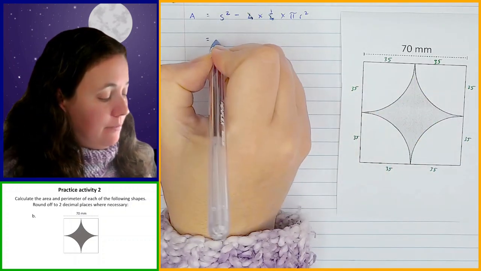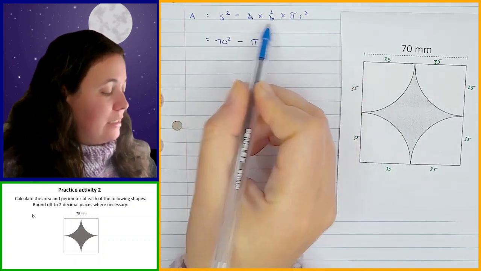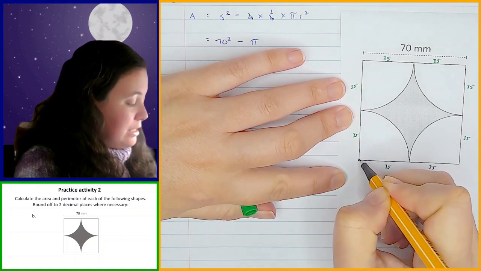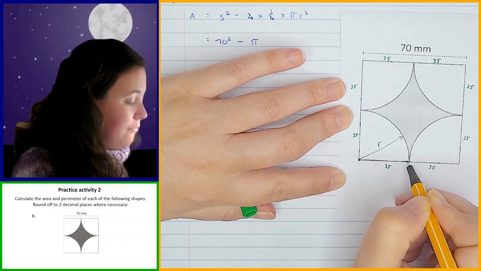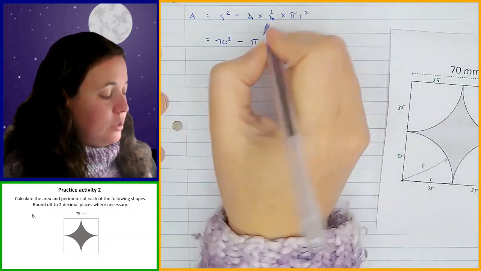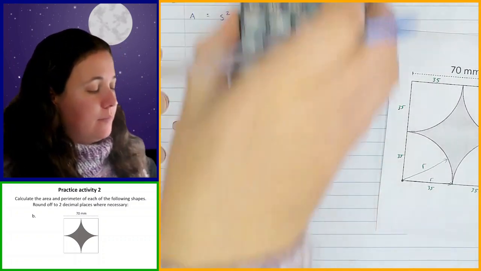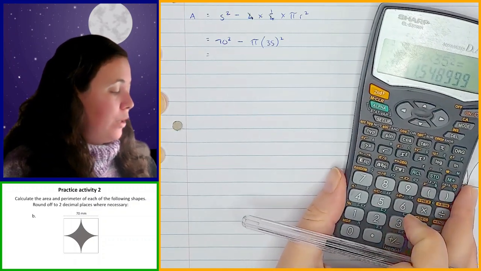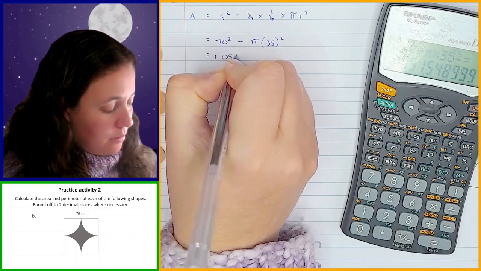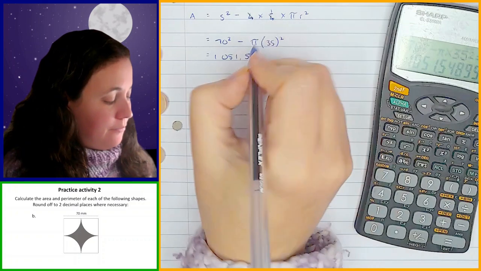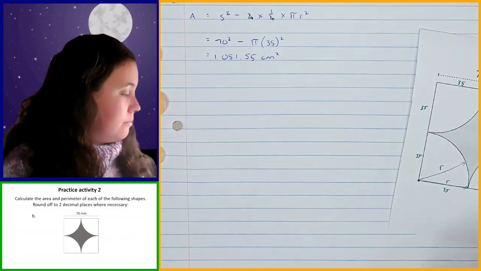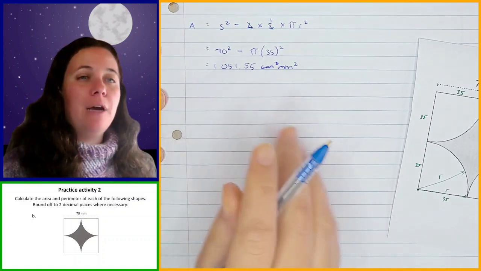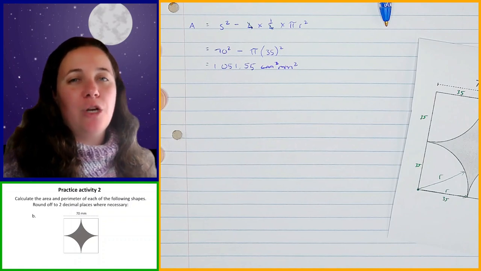Okay, so I've got 70 by 70, so it's 70 squared, minus pi times r squared. Now the radius of each of these quarter circles, if this is the center of the circle, then this distance is the radius, which is 35. So it's pi times 35 squared. So I've got 70 squared minus pi times 35 squared, and that gives me 1051.54, but if I round that off to two decimal places, I get 1051.55. And that is millimeters squared. And that is how we work out the area and perimeter of complex shapes.